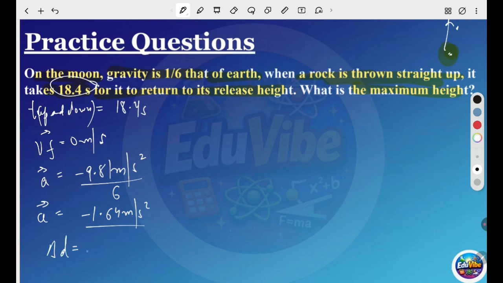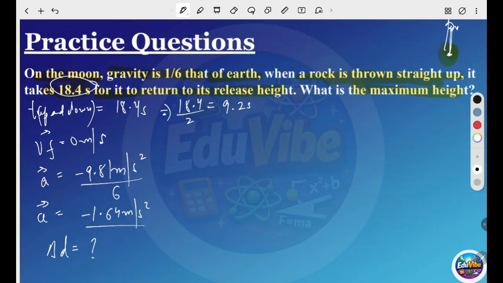We have to find delta d, the maximum height. But the time given is the total time, up and down. We want only the time from here to here, not twice that. So we have to divide this by 2 to get the time for only the upward part, not for both. When we divide this by 2, we get 9.2 seconds.